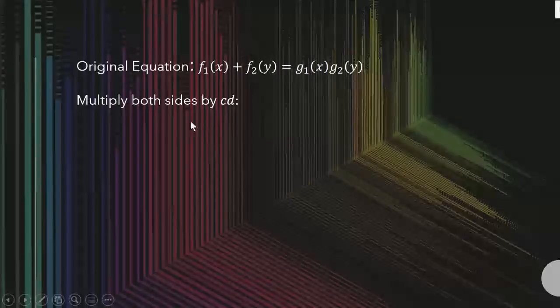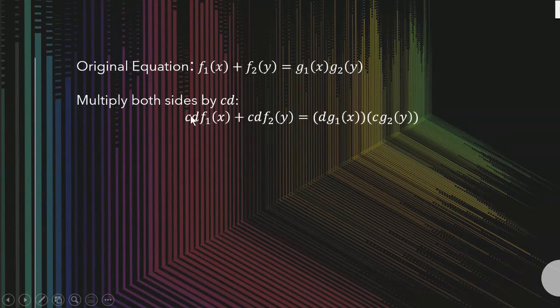So again, we're going to start with our original equation, which is this one, the one that we are assuming is true. We are going to multiply both sides by the number CD, C times D, and therefore we get the following. We get CD times f sub 1 of x plus CD times f sub 2 of y. And on the right side, we multiply also the product of g sub 1 of x times g sub 2 of y by CD.